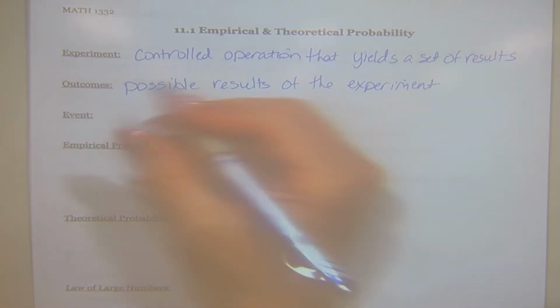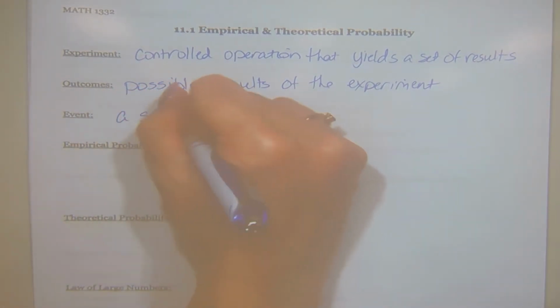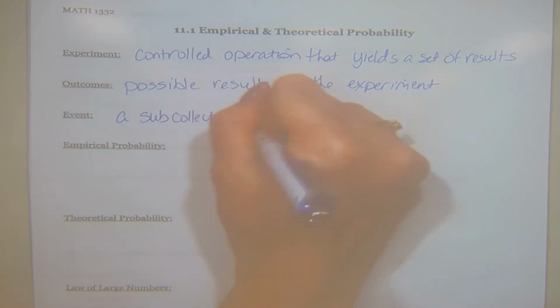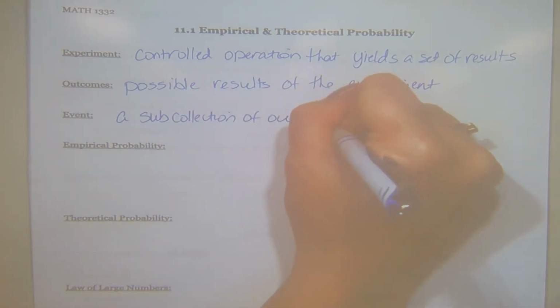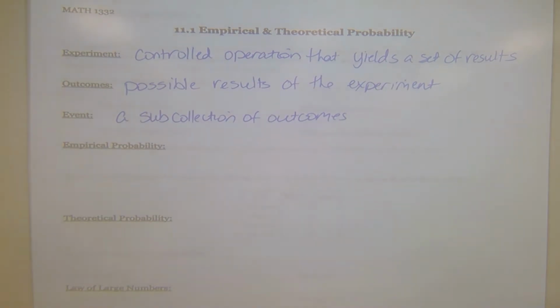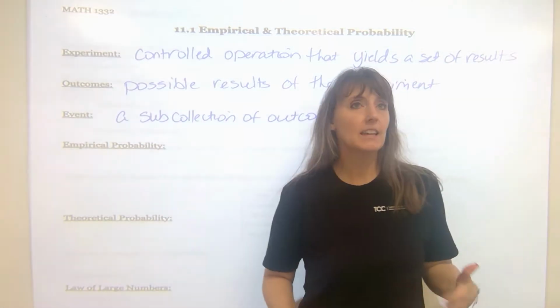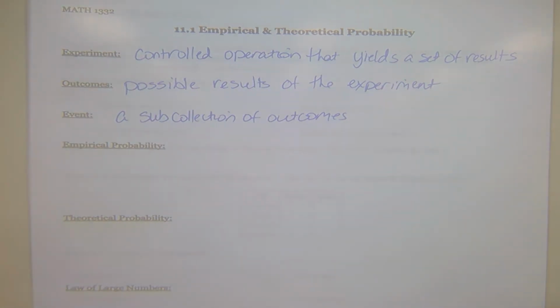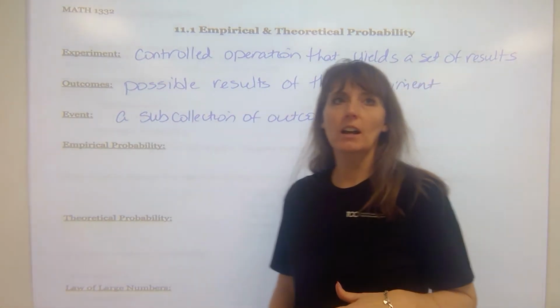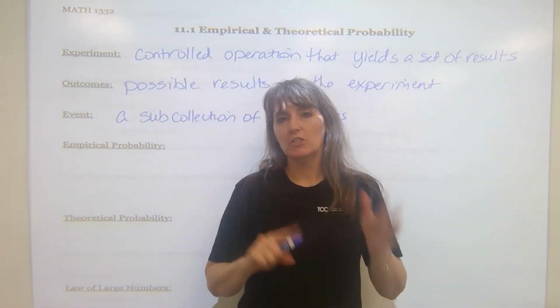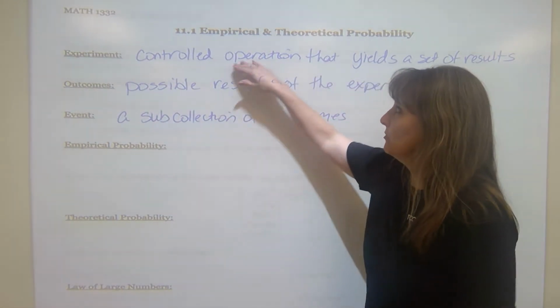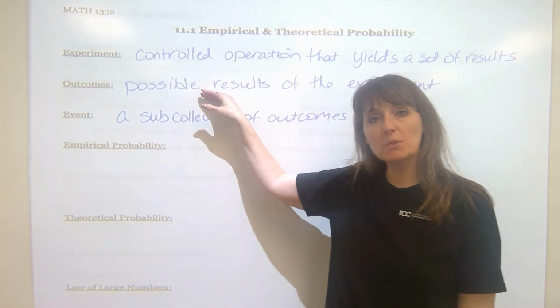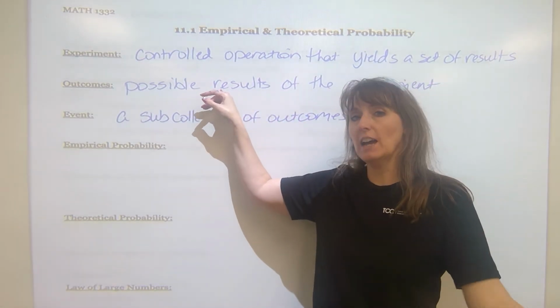And an event is defined as a sub-collection of the outcomes. Now let's do, for instance, if my experiment is rolling a die, a regular die is going to have 6 numbers on it, 1 through 6. So my experiment would be rolling the die one time. The possible outcomes would be 1, 2, 3, 4, 5, 6.